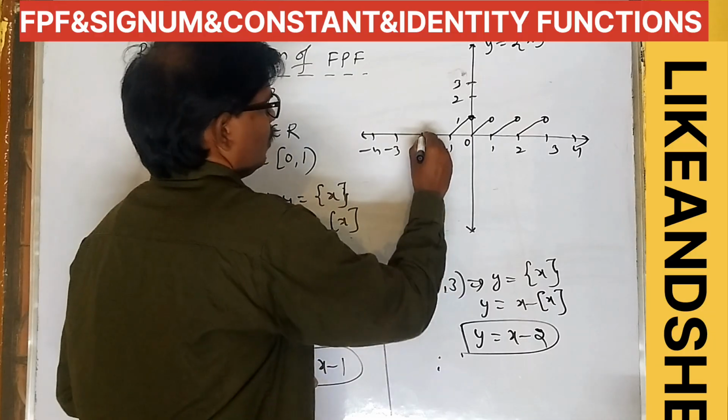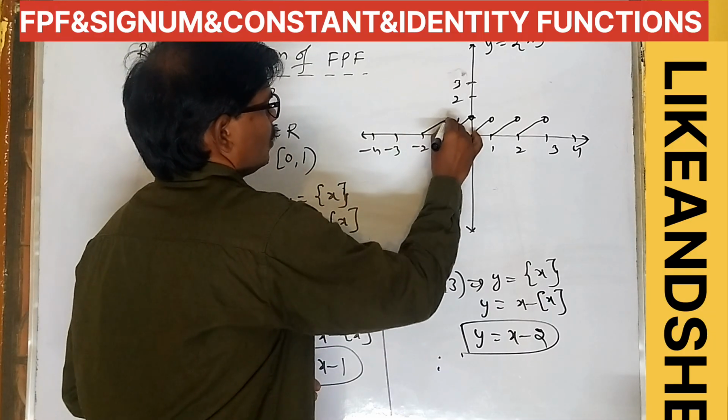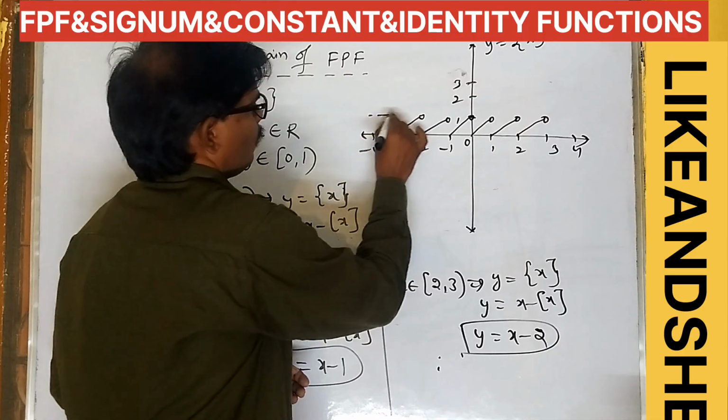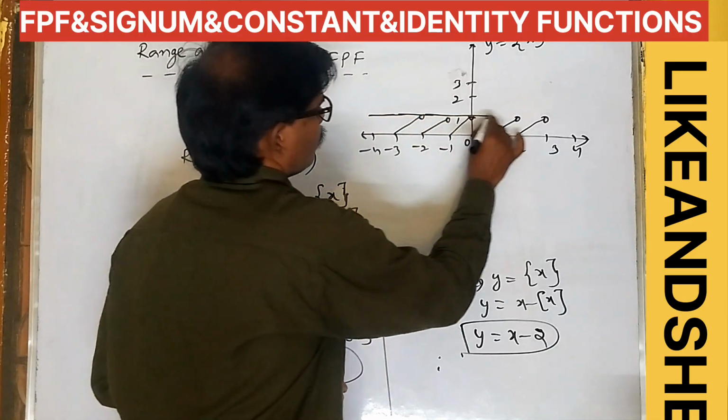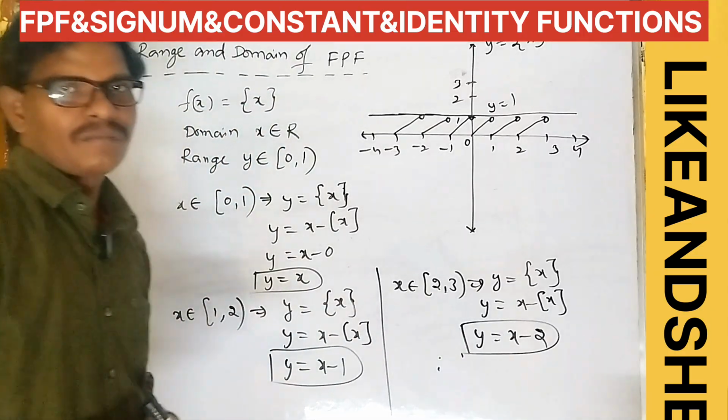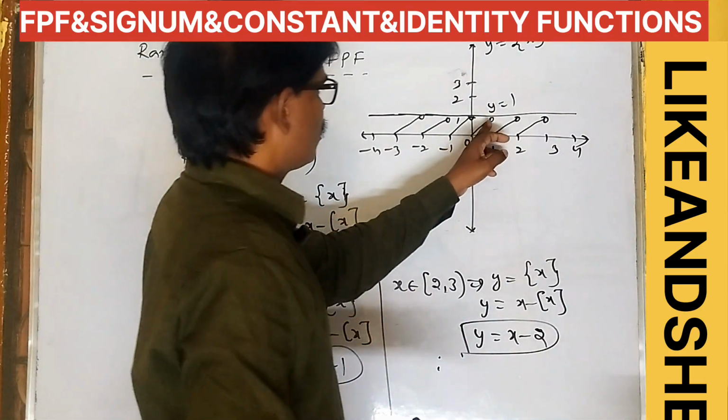This is also an open interval. Next, this is also the same, a hollow circle. Okay, this is the one line. This is the x. This is the y is equal to 1.